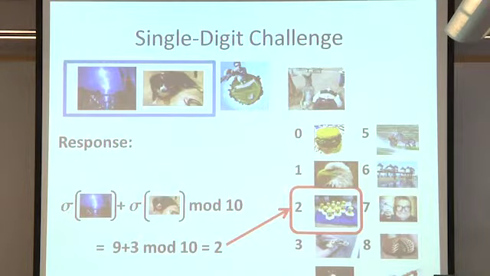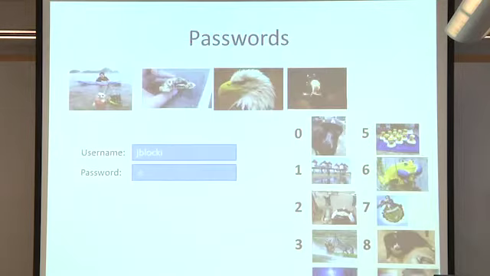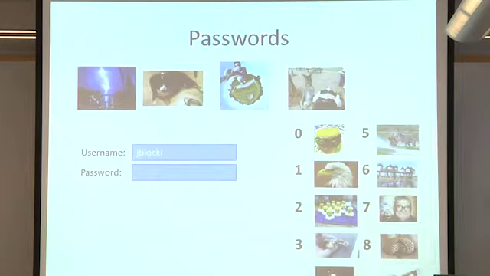So here we add these two images. That gives us an index. So you look up the second image in this table. But the image is not the same. The image is not the same from challenge to challenge.